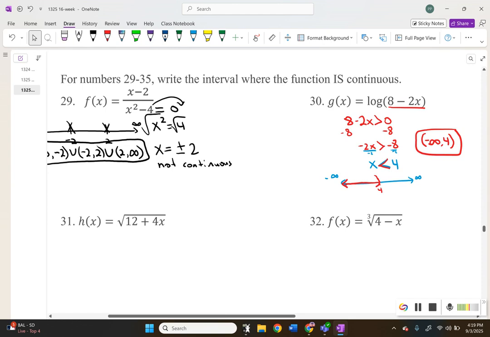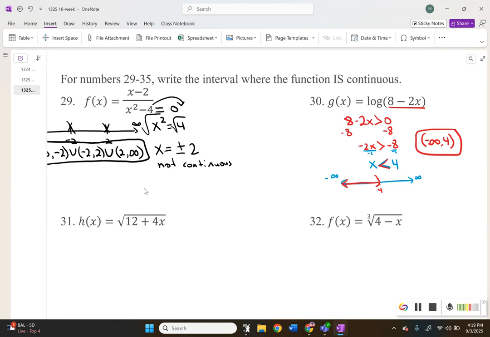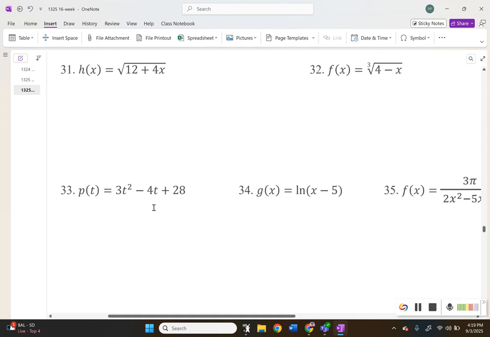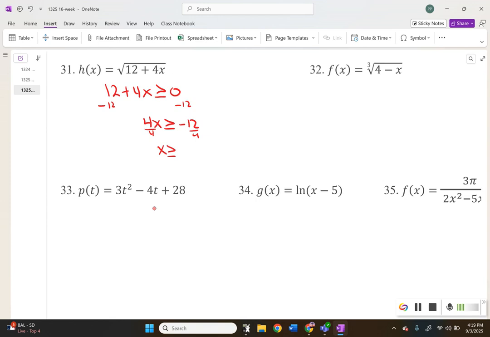Okay. Number 31 does not have a denominator or a logarithm, but it does have an even-rooted radical. So whatever's underneath that even-rooted radical has to be greater than or equal to 0. And I'm going to subtract 12 from both sides, so I get 4x is greater than or equal to negative 12. Divide both sides by 4, and I get x is greater than or equal to negative 3. That's where my function is continuous.